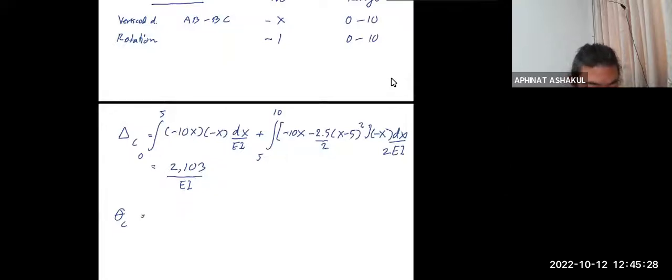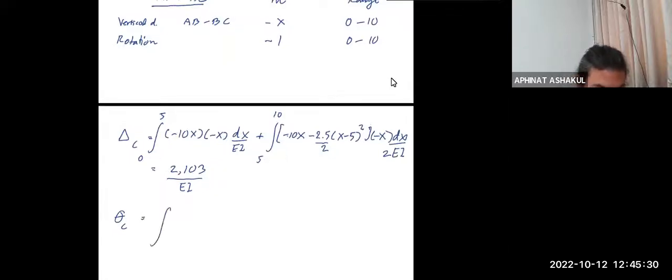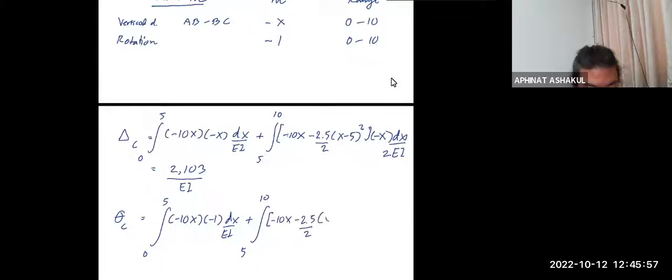Now is the rotation at C. It's essentially the same. Integral from 0 to 5 of minus 10x, but this time I have to multiply this by minus 1, because it is the unit moment that we apply to get the rotation, dx over EI, plus the integral from 5 to 10, same, minus 10x minus 2.5 over 2 times (x minus 5) squared, multiplied by minus 1, dx over 2EI.